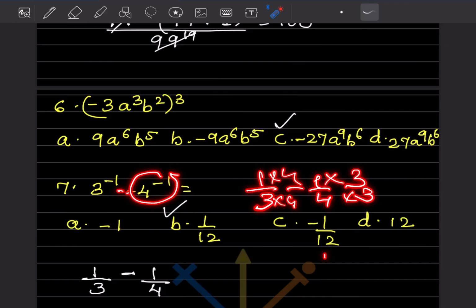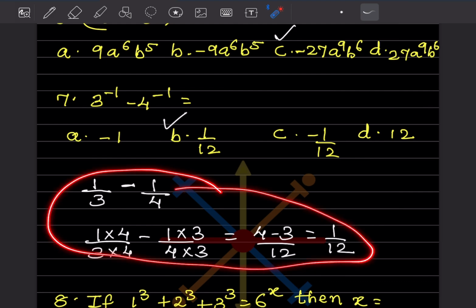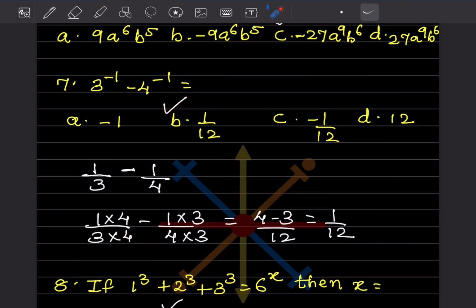So that is going to be 4 minus 3 over 12, which will be 1/4. So the rough work is done here. So the option is 1 by 12.